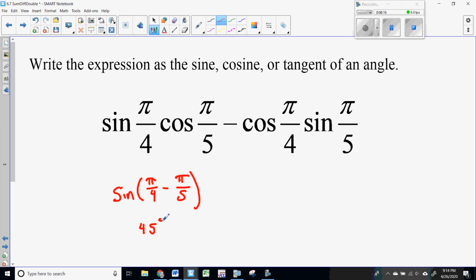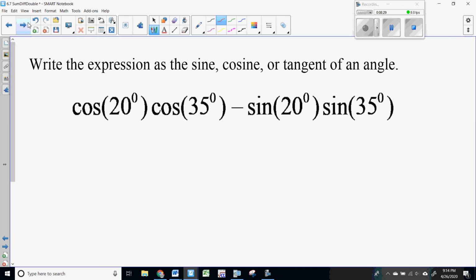Now, it's hard to tell here, but pi over 4 is 45 and pi over 5 is 36, so this is actually equal to the sine of 9. Now, that's a little bit hard. I just want to do a little refresher there on radians. Let's do one with degrees. So here's how we would do this.